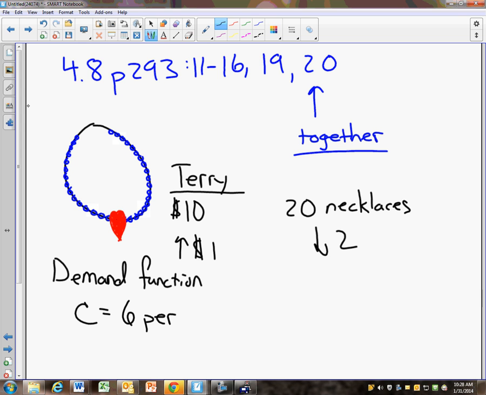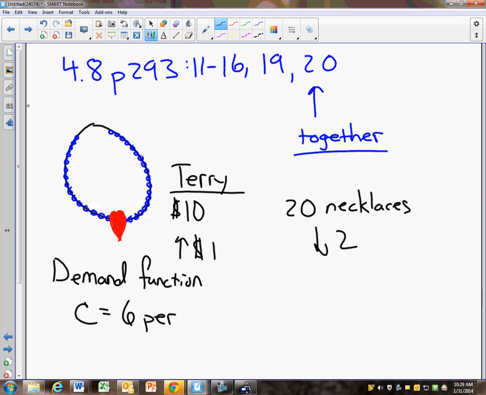Okay. Here you go. Terry's selling necklaces. So now we get to a real world problem. And they're $10 a piece. And right now he's selling 20. But every time he raises it $1, he ends up losing 2 necklaces. He loses 2 necklaces. Okay. They're like, I ain't spending $11 on a necklace, you know.